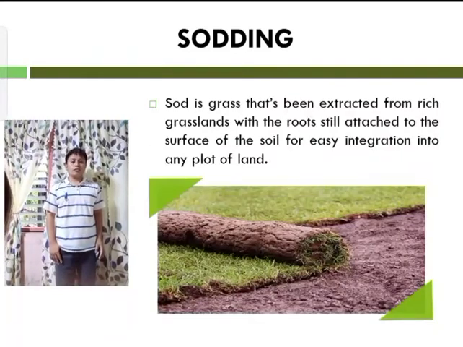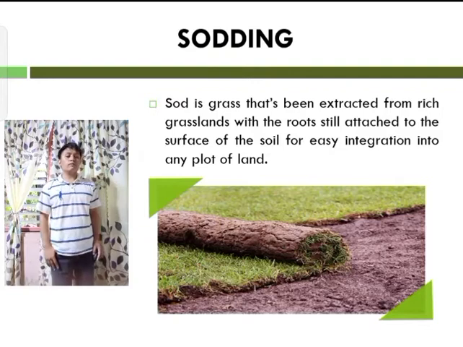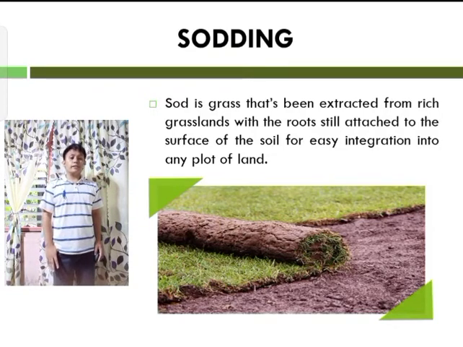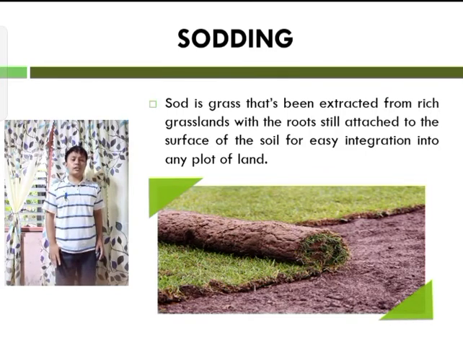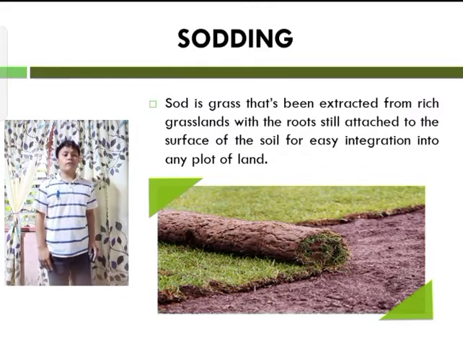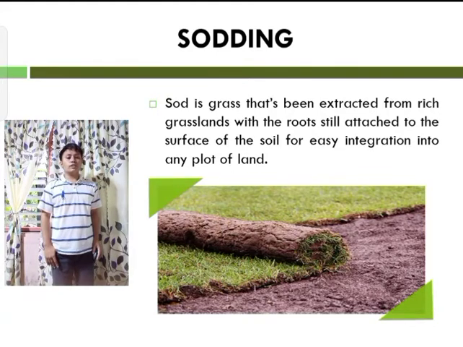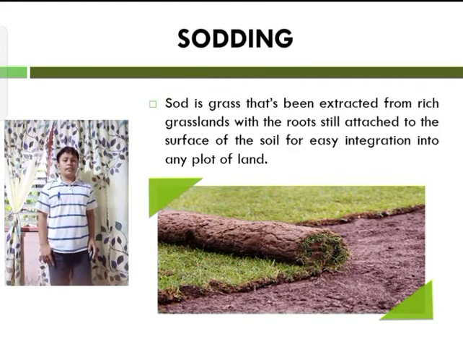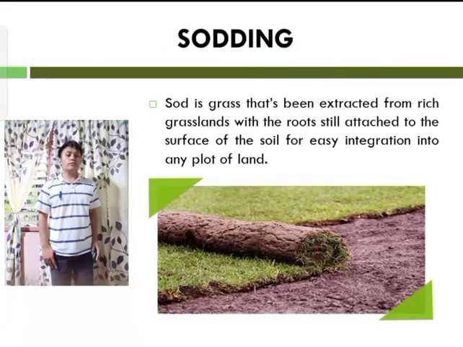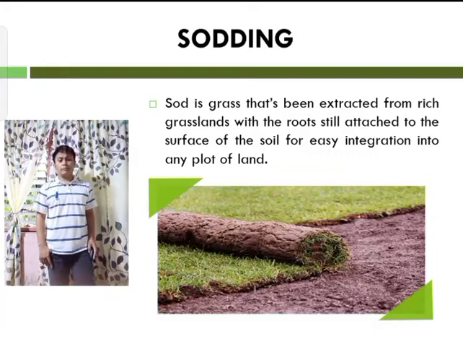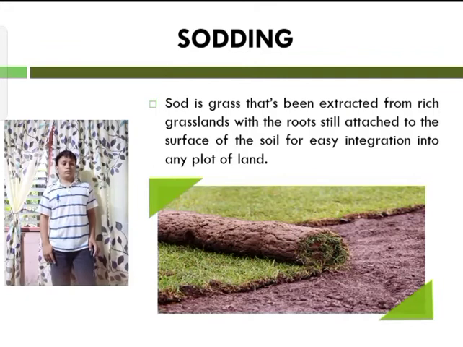So the next one, before we proceed to the material requirements, let us first define what is sodding. Sod is a grass that's been extracted from rich grasslands with the roots still attached to the surface of the soil for easy integration of any plot of land. These sod grass are used in landscaping for personal use, in our backyards, and also for commercial use.